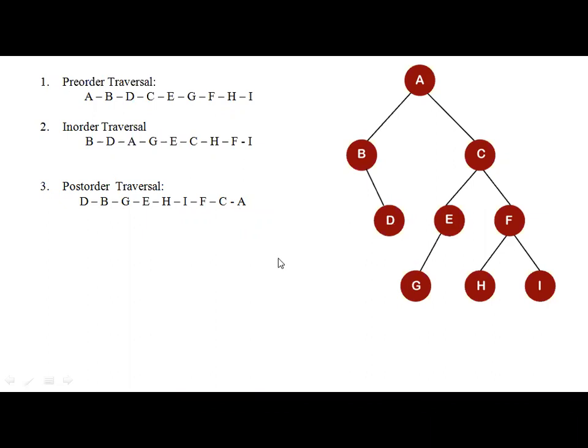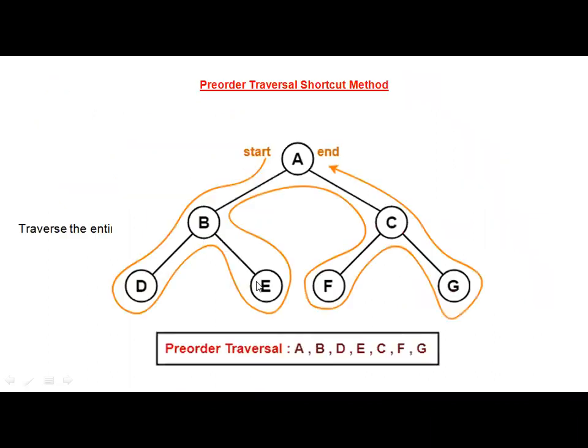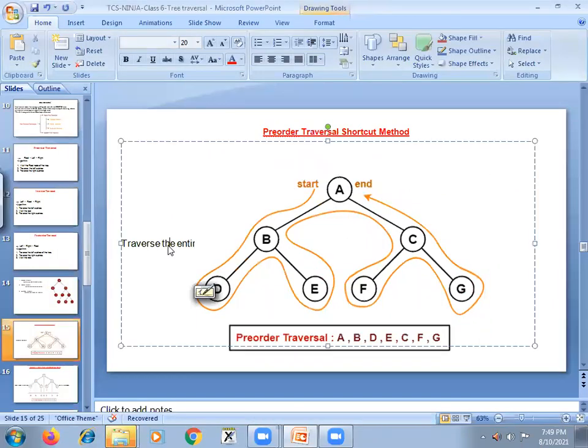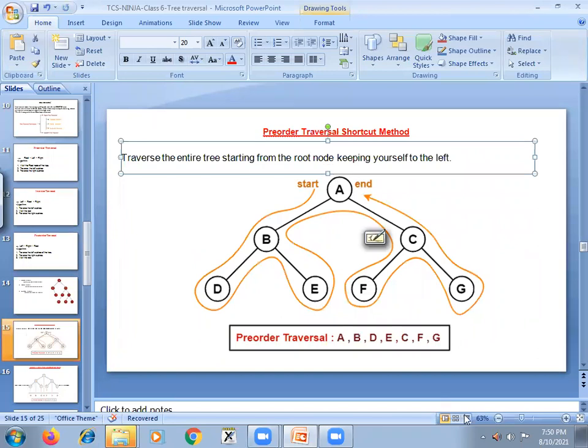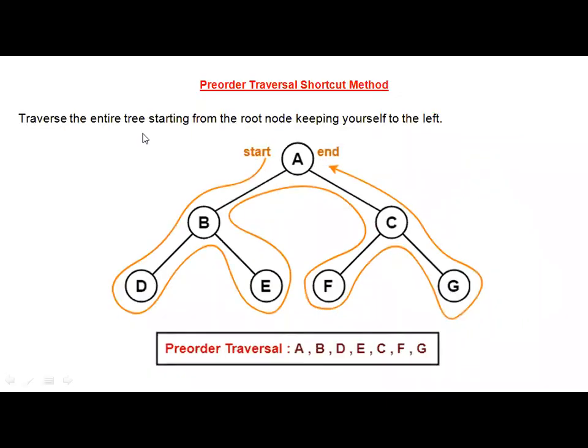Okay, right? So we'll take some shortcut methods for this. Now pre-order traversal shortcut method. Okay, so what is the shortcut method for pre-order traversal? Now this is the shortcut. Traverse the entire tree starting from the root node, keeping yourself to the left. From the root node onwards, whichever node you encounter, just write it. That is the pre-order traversal.